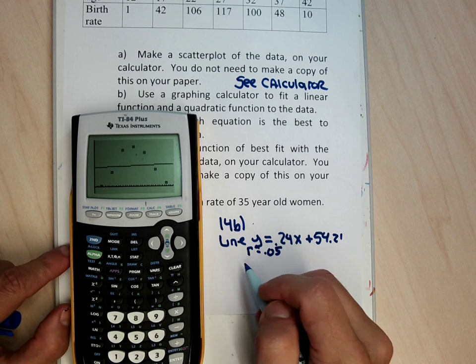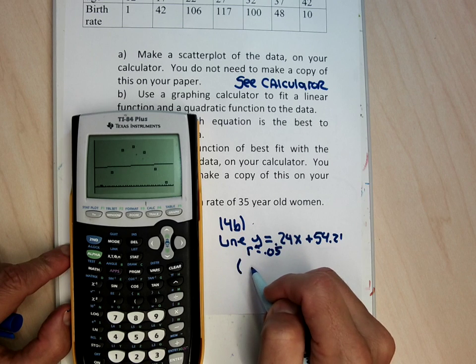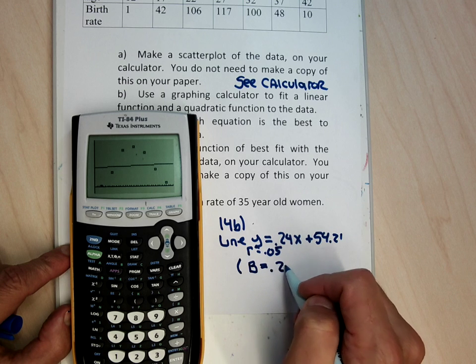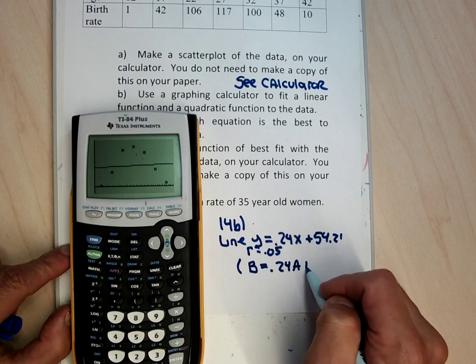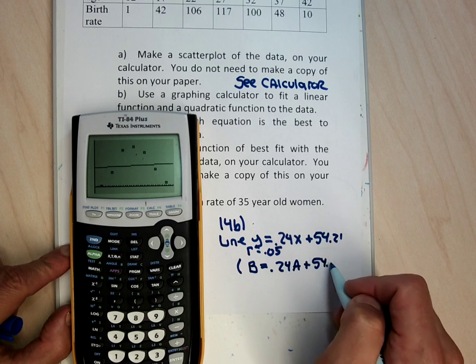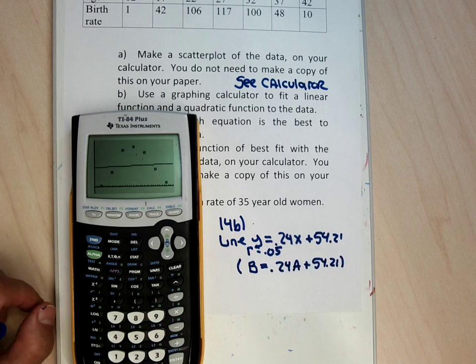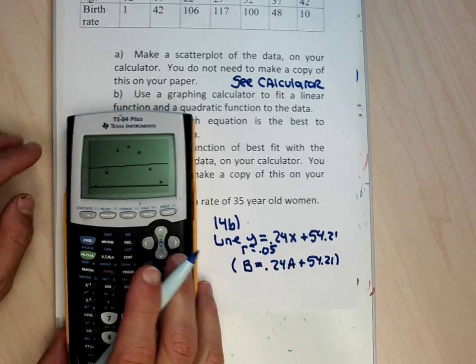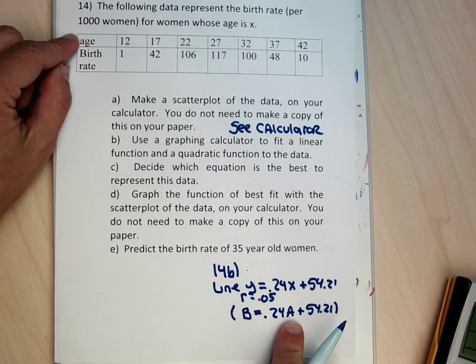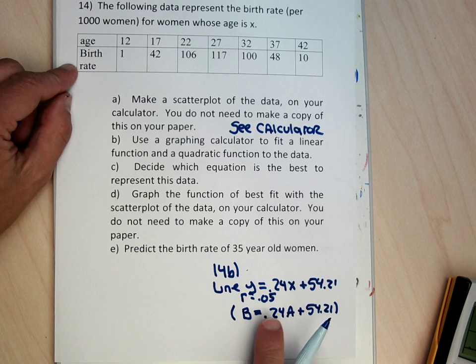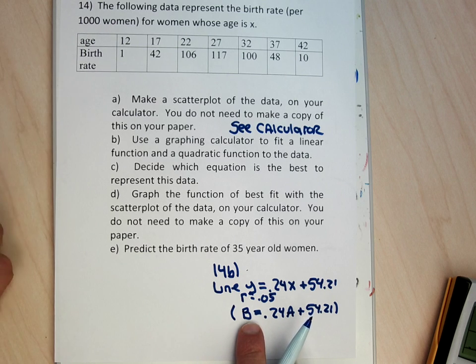And if I was writing this equation, I might say b for birth rate equals 0.24 times the age, maybe a for age, plus 54.21. So I might make letters other than x and y that fit the problem. In the data that I'm given, the x's are the ages, so I put an a in place of the x, and the y's are the birth rate, so I put a b in place of the y. But you can use x's and y's if you don't like picking new letters.